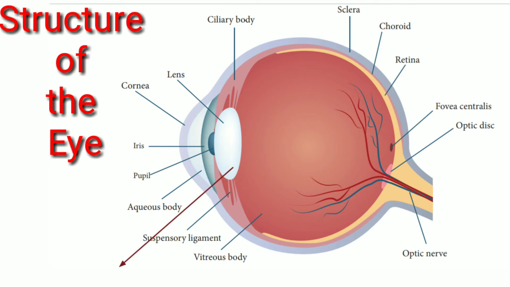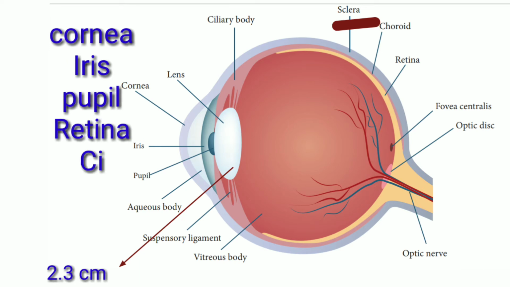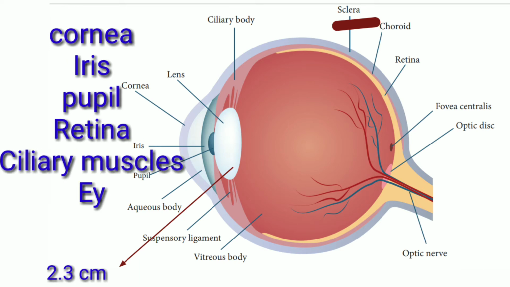The eyeball is approximately spherical in shape with a diameter of about 2.3 centimeter. It consists of a tough membrane called sclera, which protects the internal parts of the eye. The other parts of the human eye are cornea, iris, pupil, retina, ciliary muscles and eyelids.